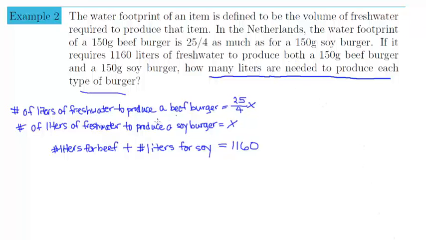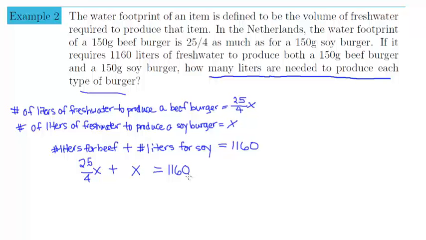Our problem tells us that to produce both a beef burger and a soy burger, it requires 1,160 liters. So we can write the sentence: the number of liters for beef plus the number of liters for soy is 1,160 liters. Let's substitute our variables in, like last time. So the number of liters for beef, we're going to replace with our expression 25/4 x. The number of liters for soy is simply x. And together that gives us 1,160.